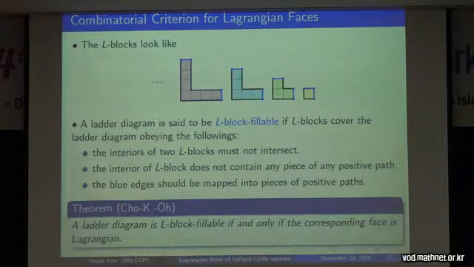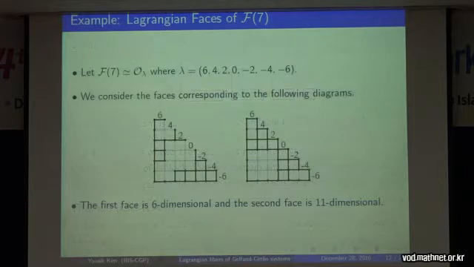So the theorem is that a ladder diagram is L block fillable if and only if the corresponding face is Lagrangian. So that's the complete classification of the Lagrangian faces. Let's look at an example. Let's look at F7. Let's consider the two following faces.